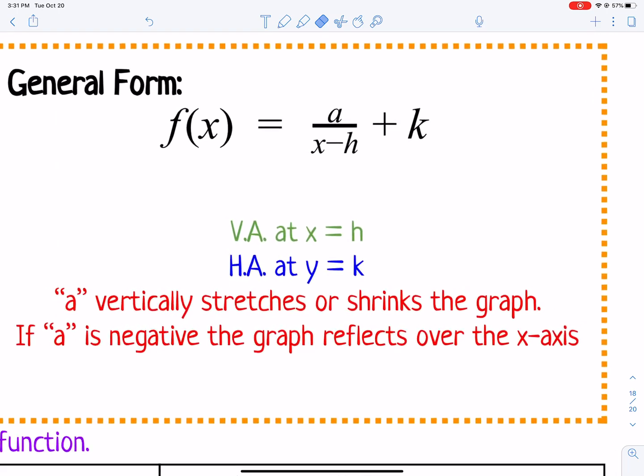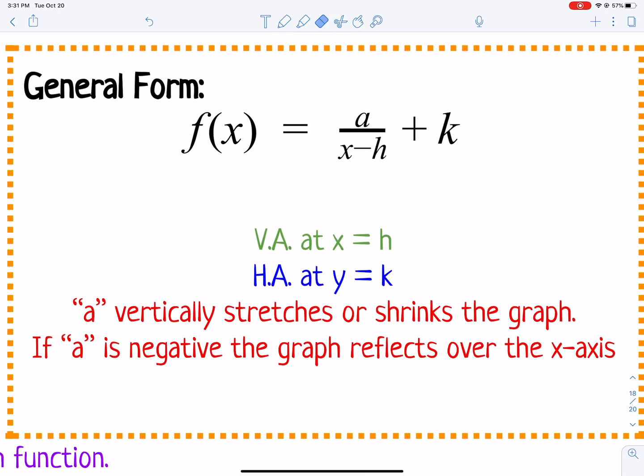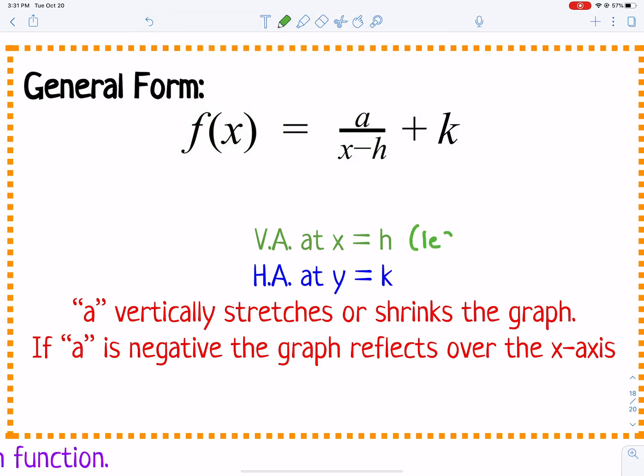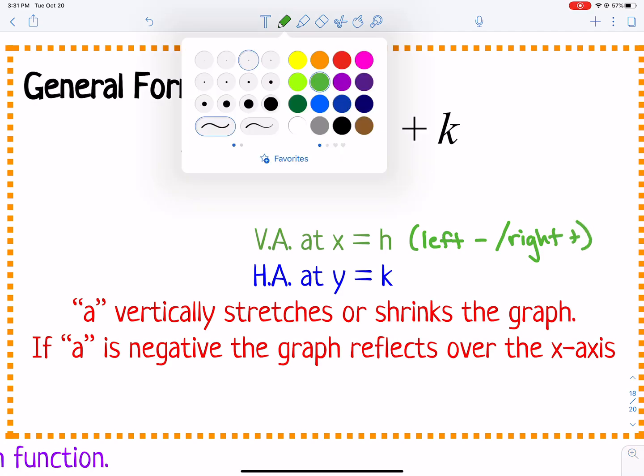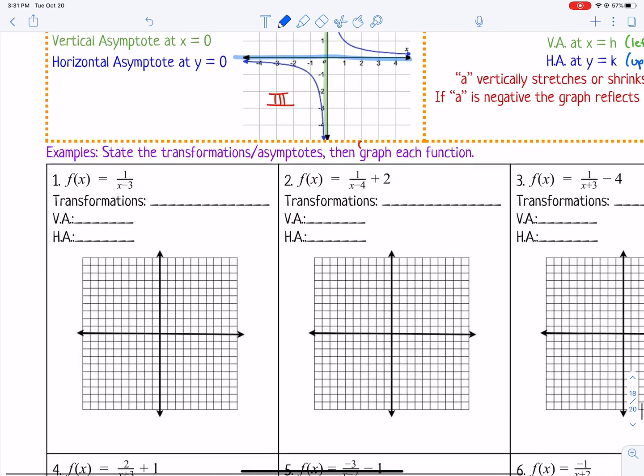And notice your vertical asymptote is automatically going to be at x equals h, and your horizontal asymptote will be at y equals the k value. So remember, the h makes your graph shift left if it's negative and right if it's positive. And the k value makes your graph shift up if it's positive and down if it's negative. All right, so let's take a look at some examples.